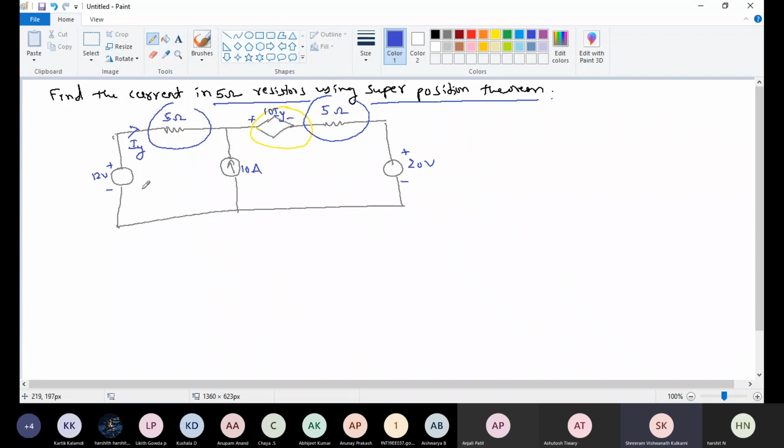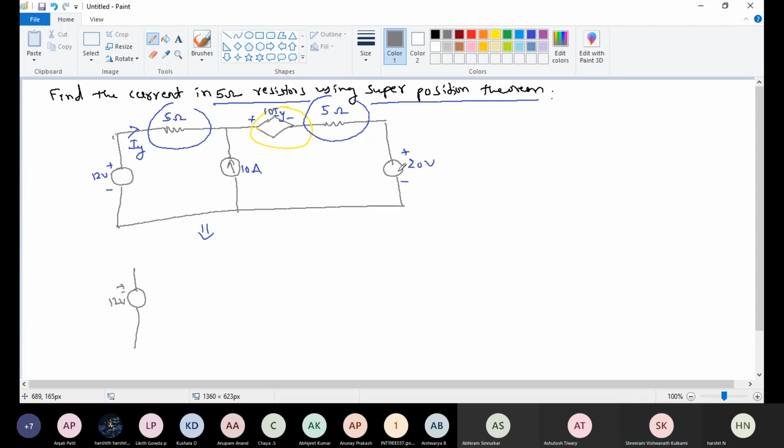Now for this I am going to consider 12 volt. In this example I am going to consider 12 volt only first. The circuit is redrawn like this, 12 volts plus minus. Now if I am going to consider only 12 volt, in the sense of other voltage sources, what do I have to do?